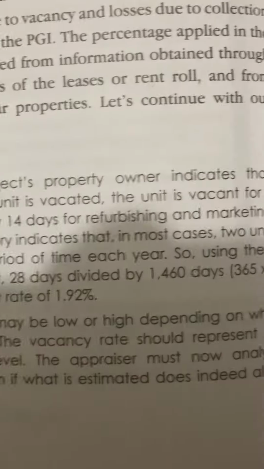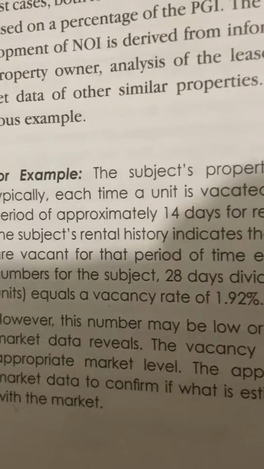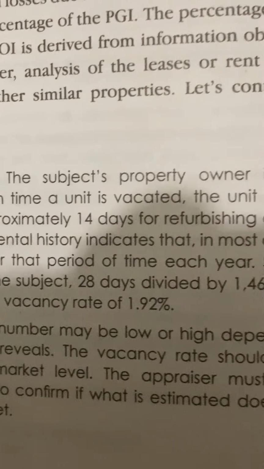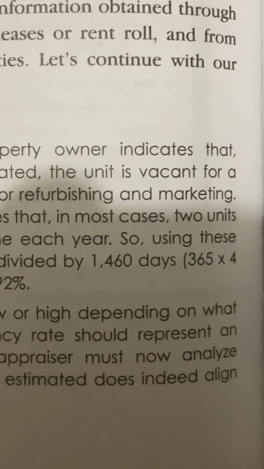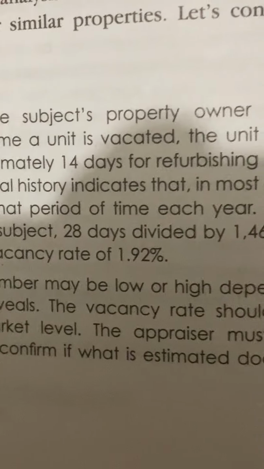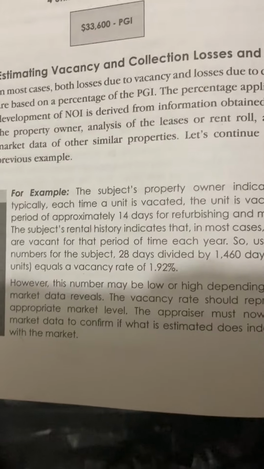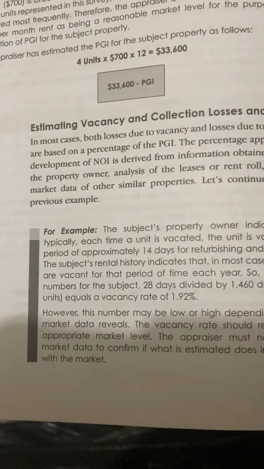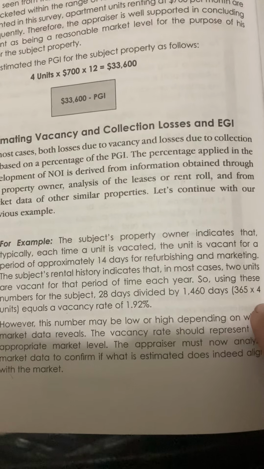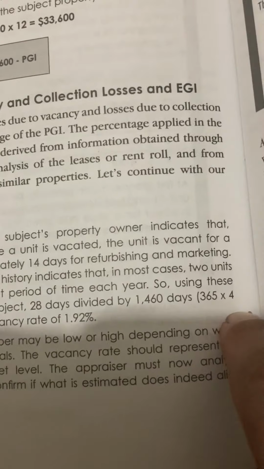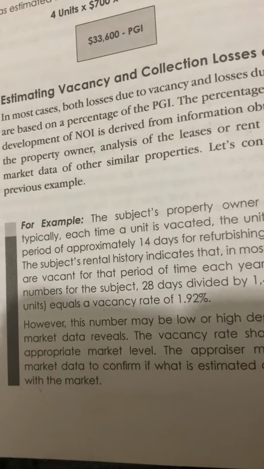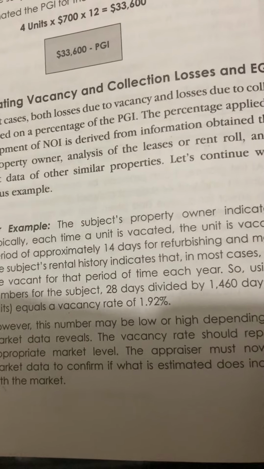For example, the subject's property owner indicates that typically each time a unit is vacated, the unit is vacant for a period of approximately 14 days for refurbishing and marketing. The subject's rental history indicates that in most cases, 2 units are vacant for that period of time each year. So using these numbers for the subject, 28 days divided by 1,460 days, 365 times 4 units, equals a vacancy rate of 1.92%.